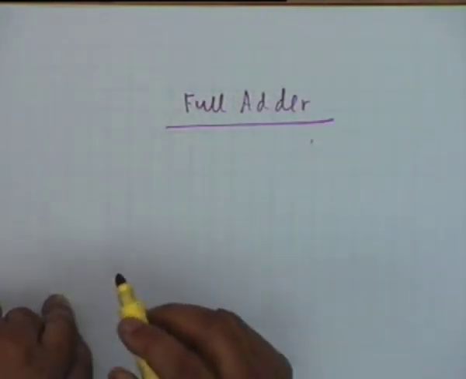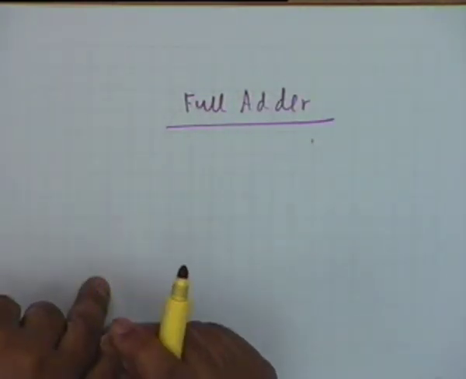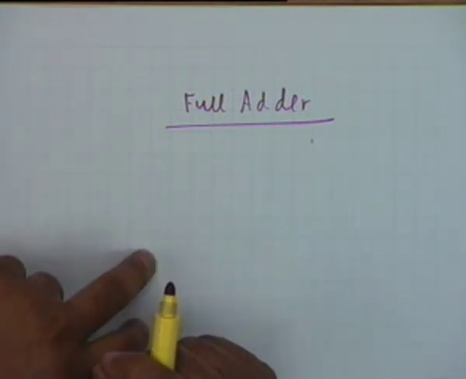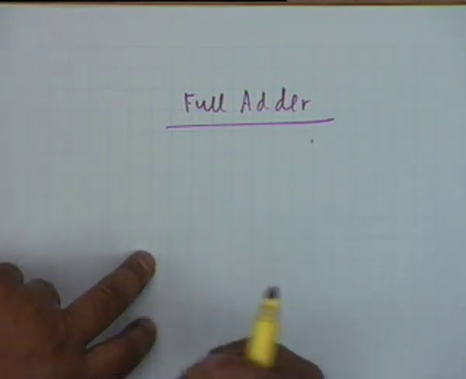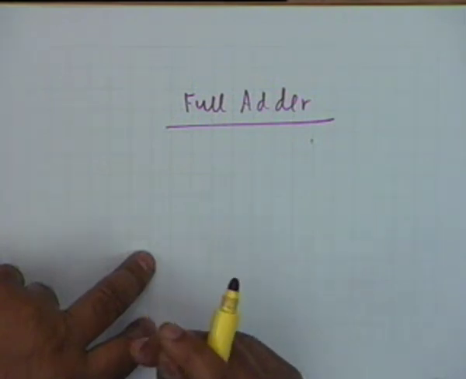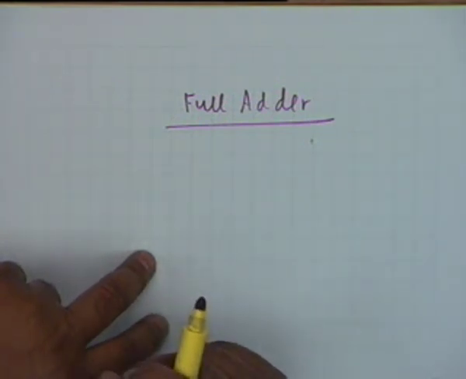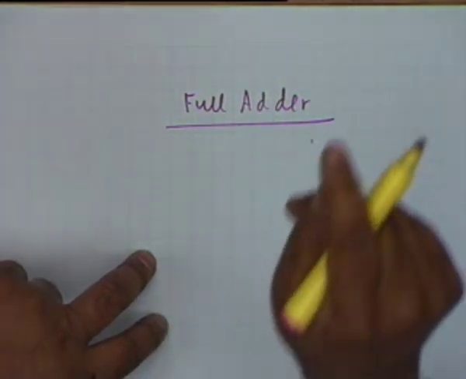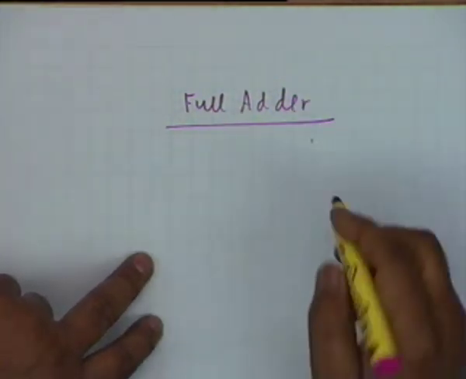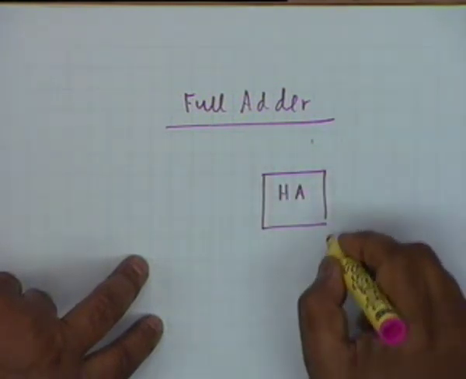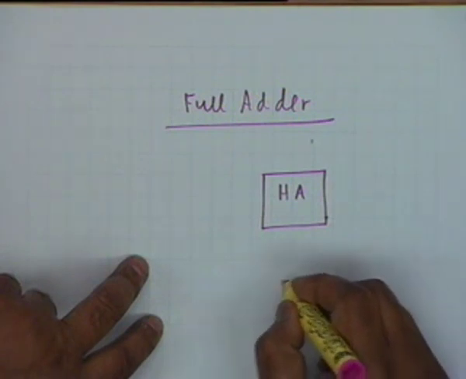A full adder, as I had said, requires us to add three things: the given 2 bits, and the carry of the previous one. Therefore we shall require 2 half adders, because one half adder can add only 2 bits. Let's say half adder 1 and half adder 2.